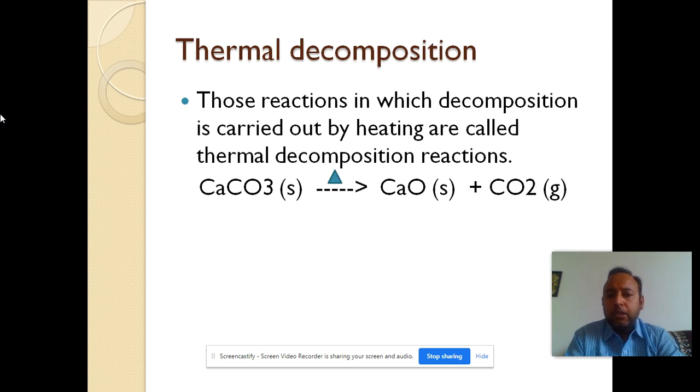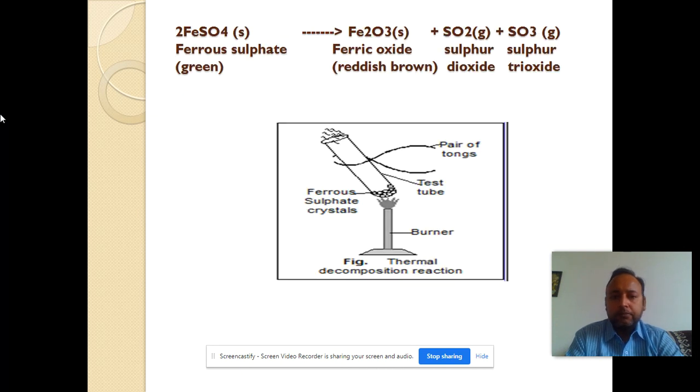First is thermal decomposition. From its name, it's very clear, thermal means heat. So the reaction in which decomposition is carried out by heating is called thermal decomposition reaction. As I have mentioned, calcium carbonate, on the arrow I mentioned a triangle which indicates that heat is used. So it will form calcium oxide and carbon dioxide. While writing these equations, you have to write the balanced equation every time.